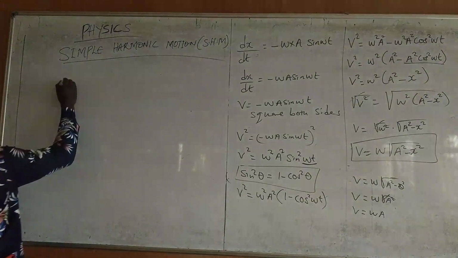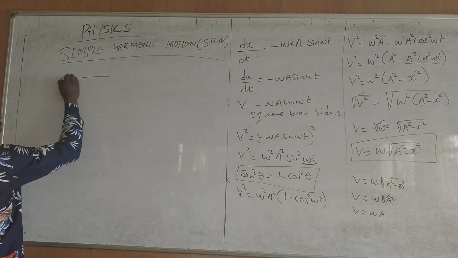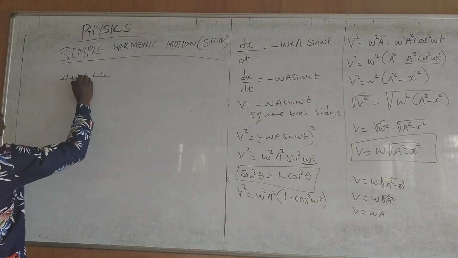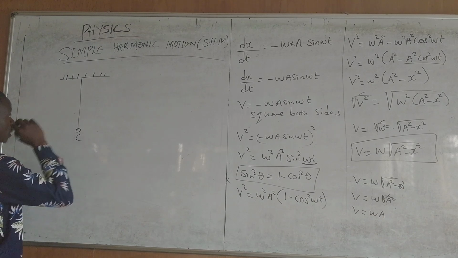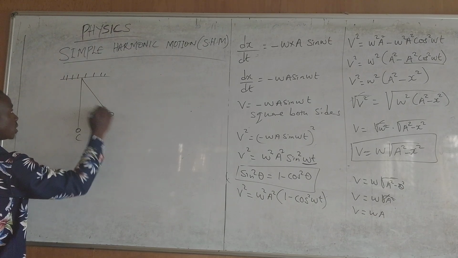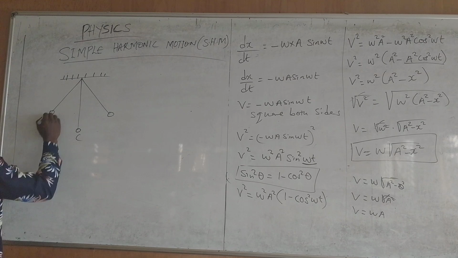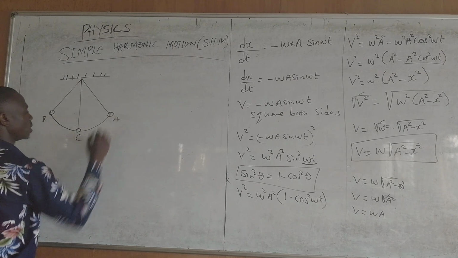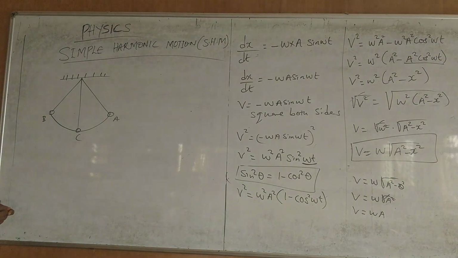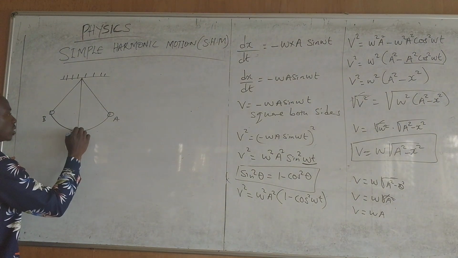Now look at this. This is my pendulum bob once again. This is the center, the equilibrium position, which is C. You displace it to this point, then it swings to this point, also this point A, and this point B. This is the path of the motion of the object.